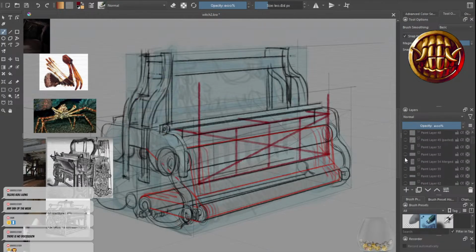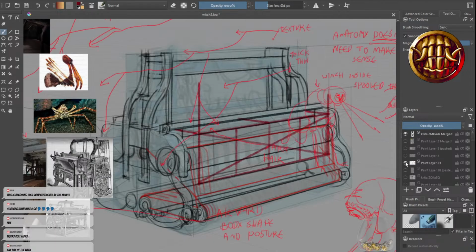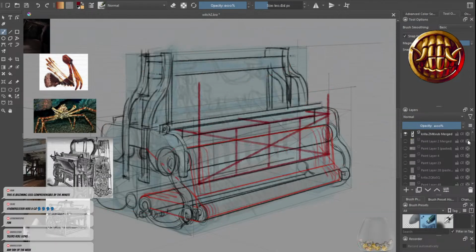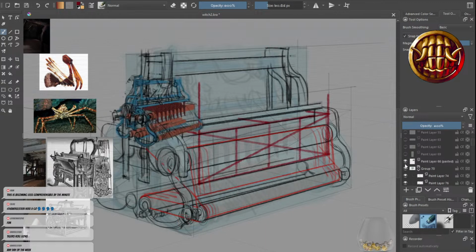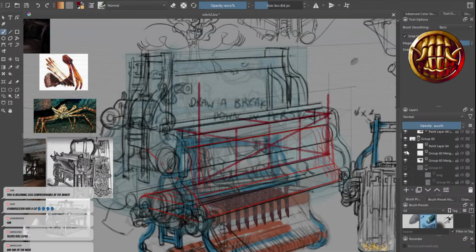So limbs, I get one singular one. I have it lying around. Are you becoming less comprehensive by the minute? I think it's becoming more comprehensive. What are you talking about? Ah, here you go. There you go.